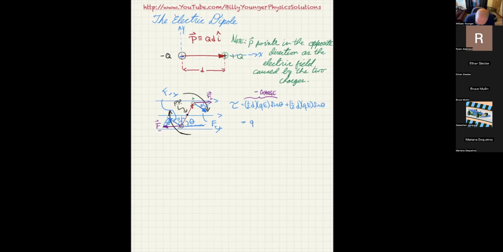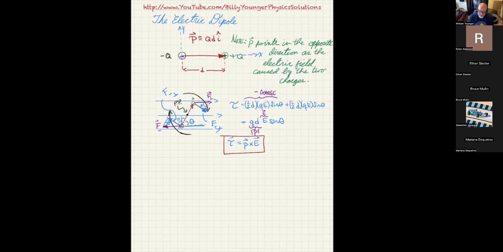Q times D times E times the sine of theta, which looks a lot like, since it has the two vectors, this vector right here, QD, is like the P vector, but just its magnitude. And this vector right here is like the E vector, but again, just its magnitude. So then we jump to the correct conclusion that torque is actually equal to P cross E. That's the derivation we were shooting for.